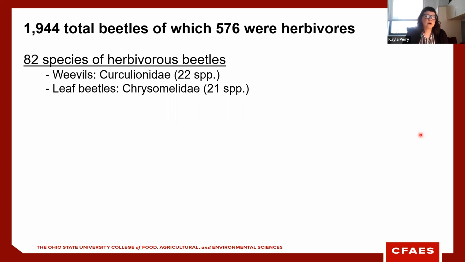We did this project for 1 year, and we found almost 2,000 beetles, of which about 576 were herbivores. The majority of that 1,944 beetles were actually predators or fungivores, so only a subset were herbivores. Of the 576 individuals that we collected that were herbivorous beetles, we found 82 species, which is quite a lot. The most abundant groups in terms of species richness were weevils, family Curculionidae. We found 22 different species of weevils, and then leaf beetles, family Chrysomelidae, 21 different species.